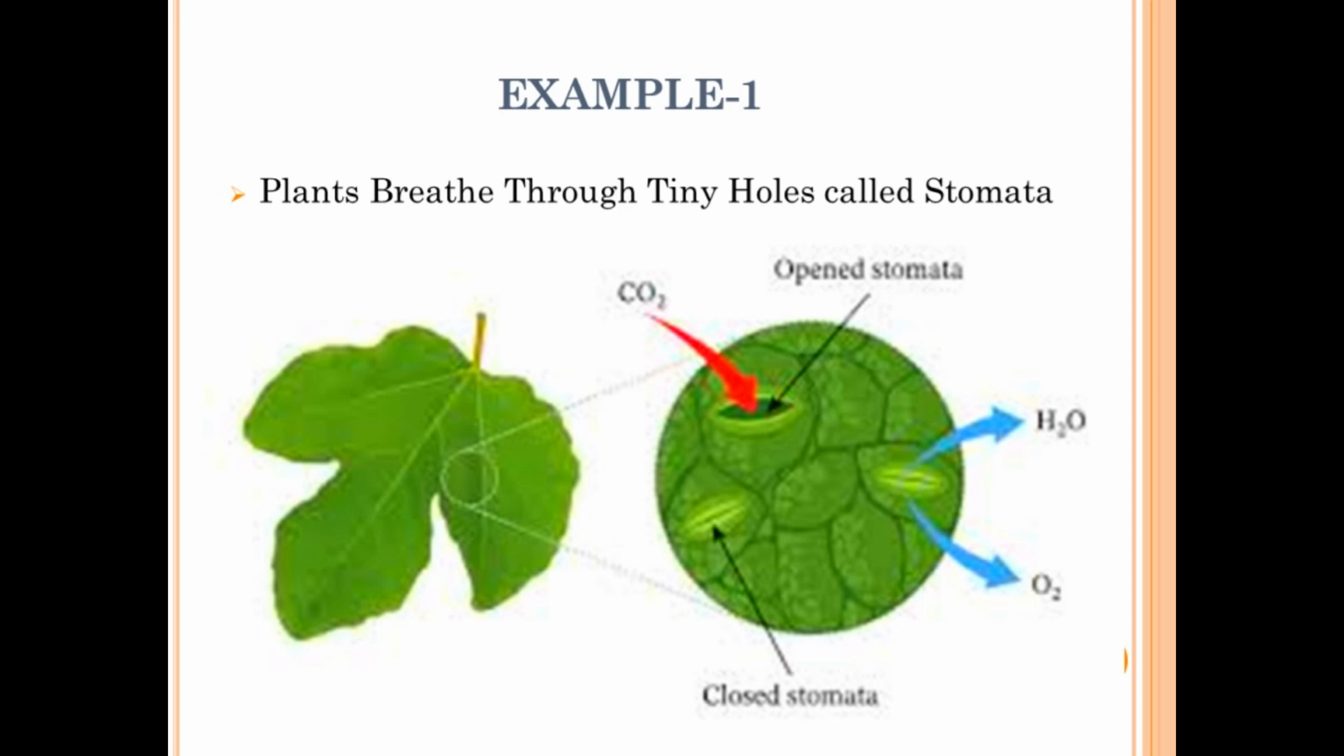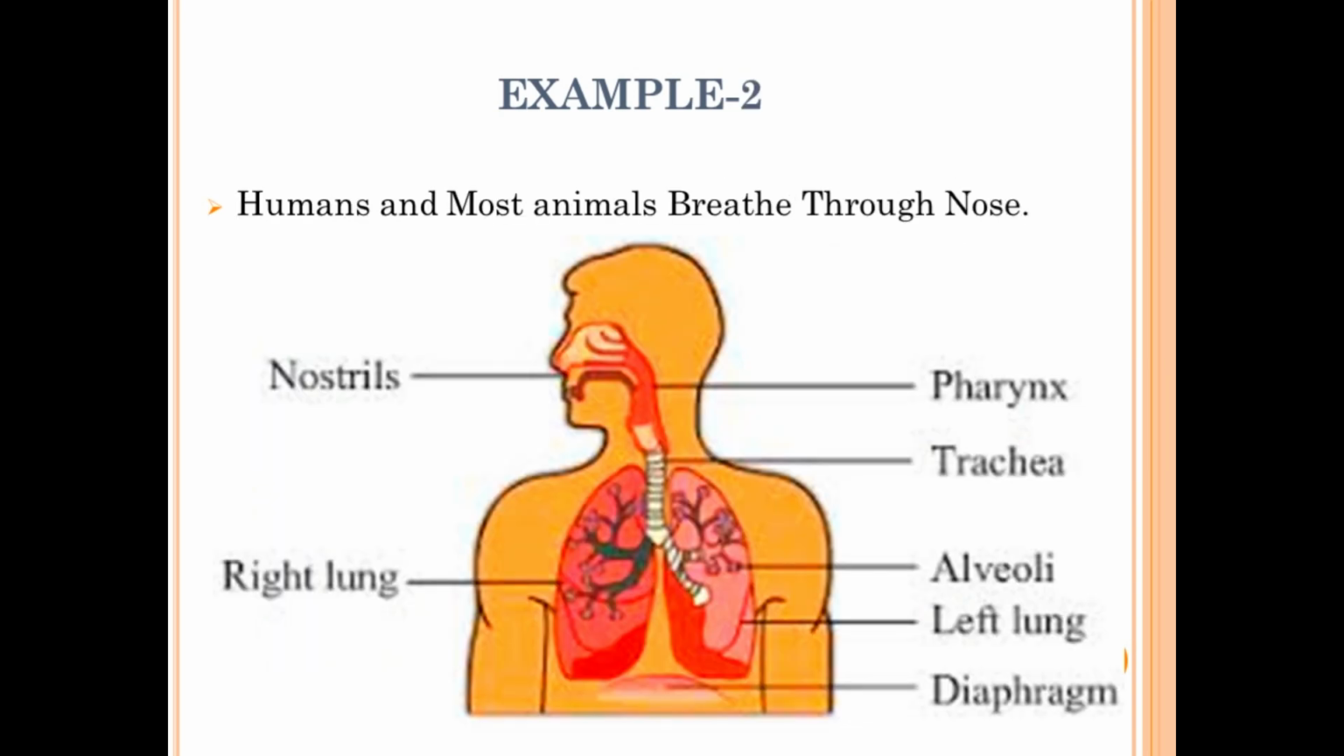Now we study another example. The second example is about humans. Humans and most animals breathe through their nose. Oxygen enters through the nose and it reaches the lungs of the human or other animals. Whereas during the breath, carbon dioxide gas is produced and this is exhaled through the nose.